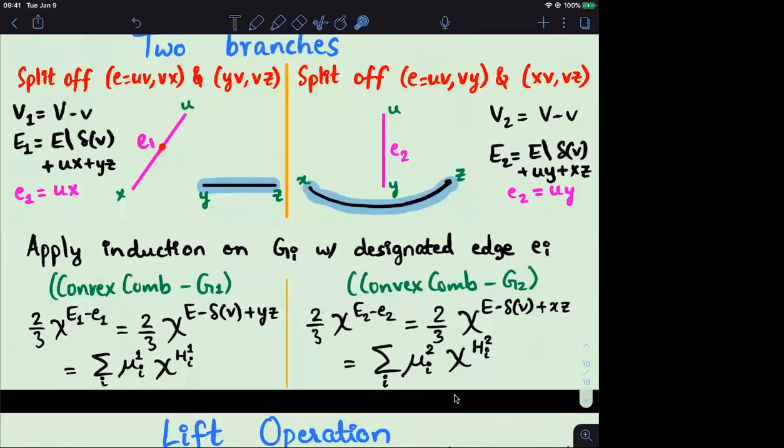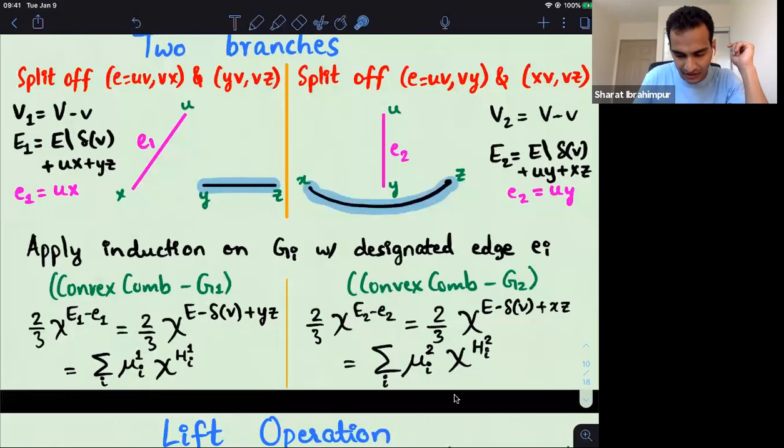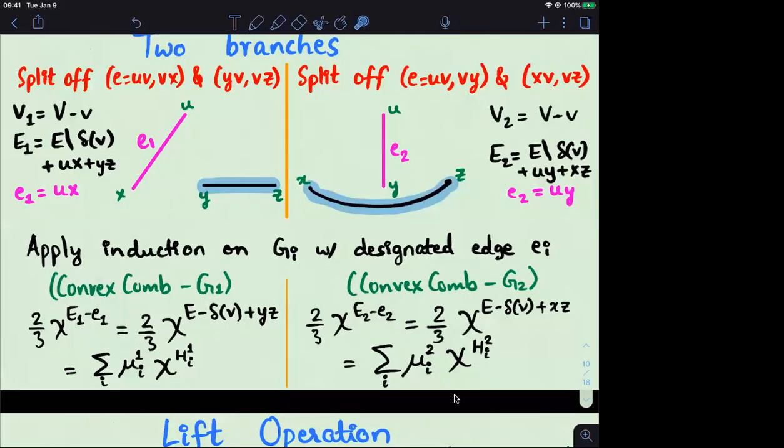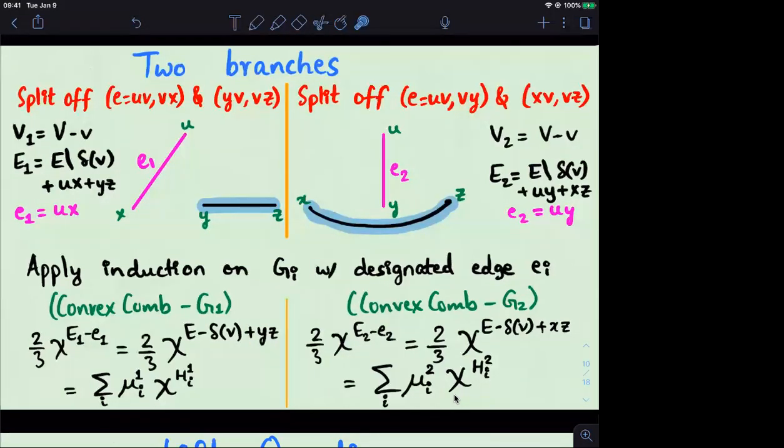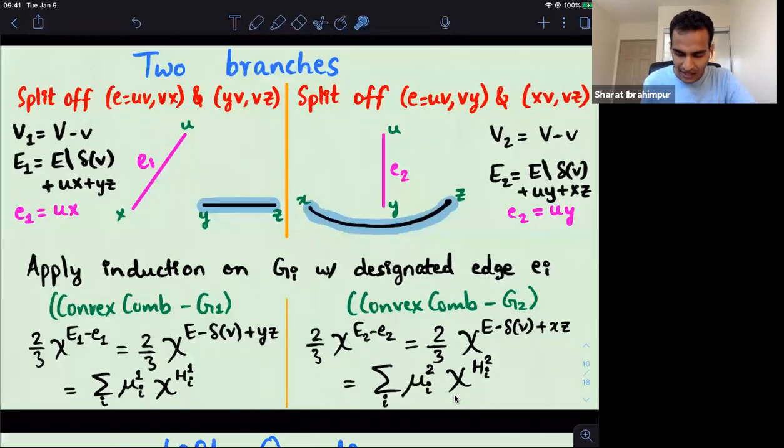We designate the edge ux as e1 in the left case, and for the right case, we designate uy as the designated edge. We apply induction on both of these subinstances with the designated edge e_i and obtain convex combinations. The convex combination for the subinstance on the left is for 2/3 chi of capital E1 minus little e1. And observe that capital E1 minus little e1 is simply the entire edge set minus the edges which were incident to v, plus this new dummy edge yz. So we have a convex combination for this. And on the right-hand side, we have a convex combination for E minus delta v plus the dummy edge xz. I've highlighted the dummy edges in blue.